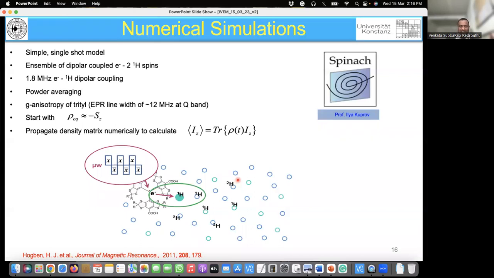And to get the optimized conditions, we wanted to do numerical simulations. We selected Spinach to do the numerical simulations. We use a single shot, as shown here, where we just transfer from the electron to the neighboring proton. We selected one electron, two proton spin system, that is a 3-spin system. They are separated by around 3.5 angstrom, which corresponds to 1.8 megahertz dipolar coupling. We use powder averaging and a g anisotropy of 12 megahertz, corresponding to Q band, to mimic the line shape. We typically start with Z magnetization of the electron, and we detect the Z longitudinal magnetization of the proton.